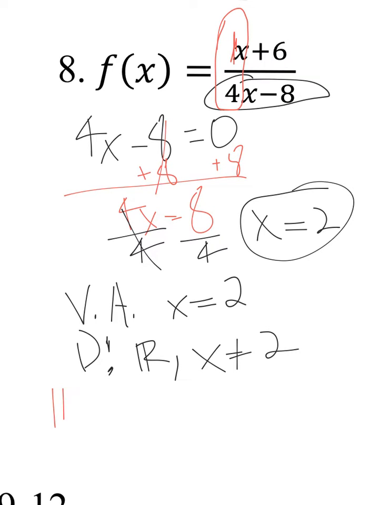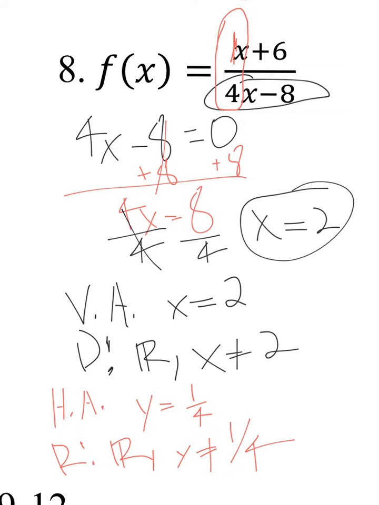So my horizontal asymptote is going to be 1 over 4, okay? You don't write the x's. Y equals 1 over 4, and so my range will then be all real numbers where y cannot equal 1 over 4. And that's it for number 8. Let's move on to number 10.